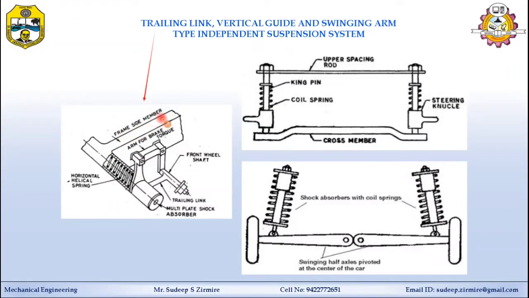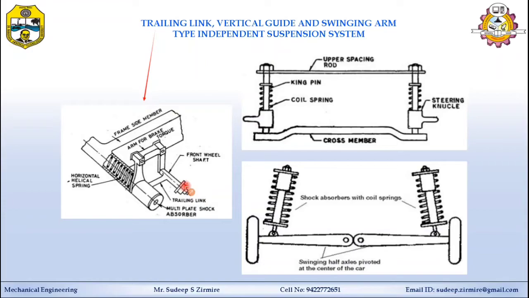So friends, in this type of suspension system, a helical spring is used, but it is used in a horizontal position instead of vertical. It is in the horizontal. One end of the spring is fixed with the cross member, this member, and the other end is fixed to the trailing link. The other end of the trailing link is also fixed to the shaft which is carrying the wheel hub.